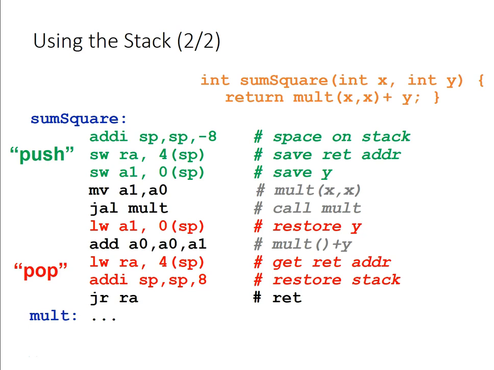And then an important step before we finish is that we need to restore the return address for the sum square. Remember that at the beginning we pushed this on the stack as well, so now we're going to pop that off. And the last thing we'll do is update the stack pointer so that it's in the right place when control returns back to the calling program. And then finally we'll do a return.